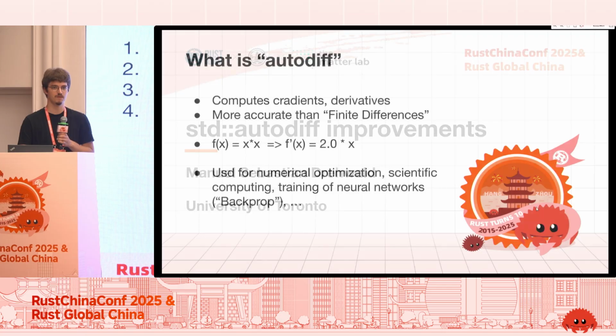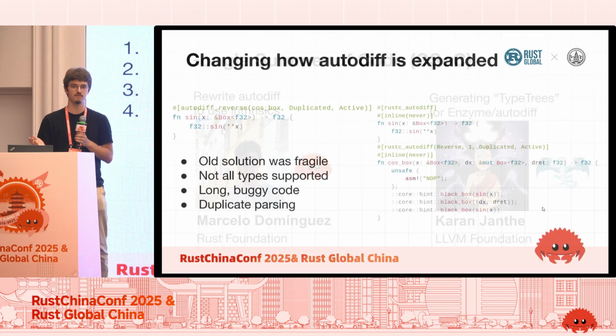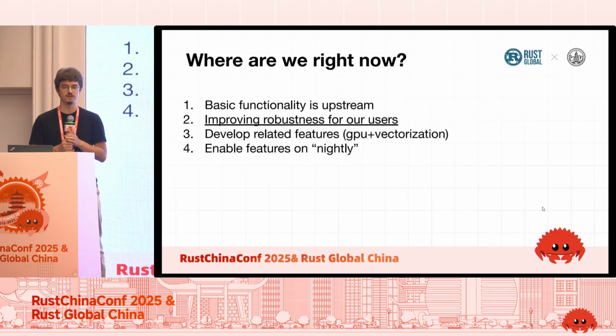Once everything is reliable enough, we'll enable it for nightly, because right now, if you want to use any of these features presented today, you're going to have to build your own Rust compiler. It's not that complicated, but it still takes a little bit of effort, especially on older hardware.